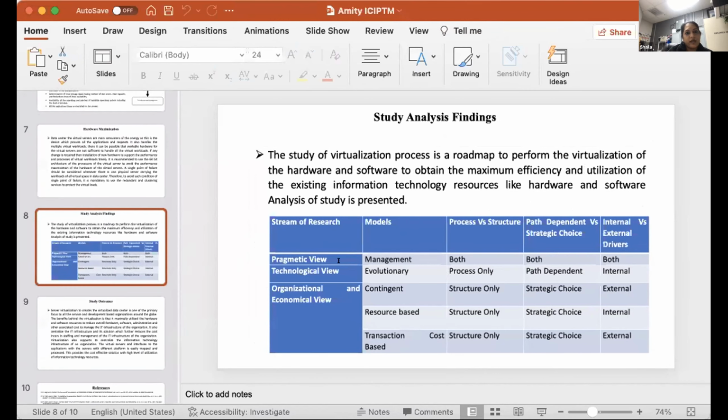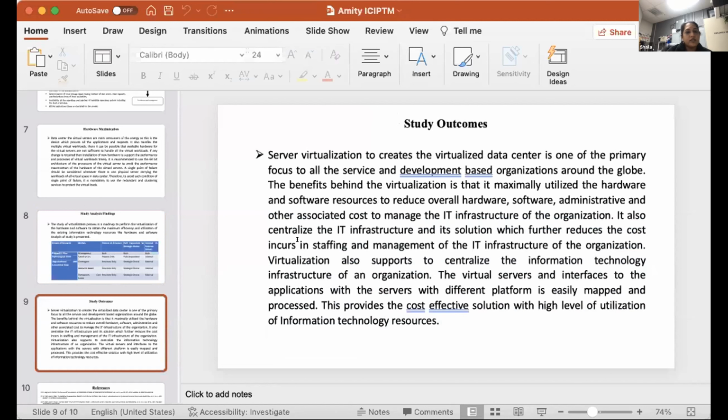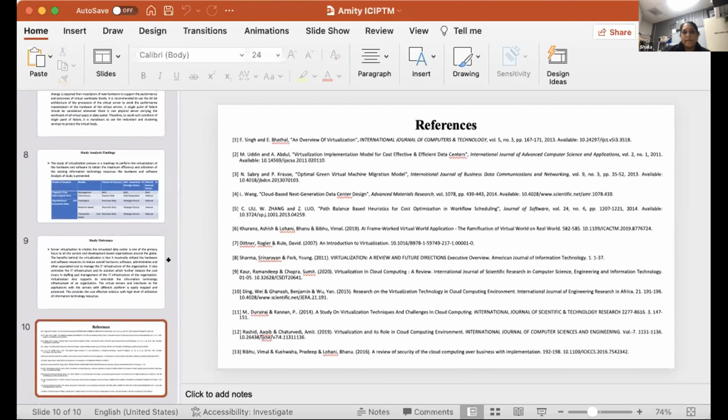So in the study analysis, we find the management models, and how the process works versus a structure, and path dependent versus a strategic choice, and internal and external drivers. So in this study outcome, what we have concluded is how virtualization is one of the primary focuses of all the service development based organizations, and how it is used all over the globe, and how it is used maximally, in hardware and software resources, and how overall we are reducing the cost, as well as achieving a high level of utilization of information technology resources. I conclude.